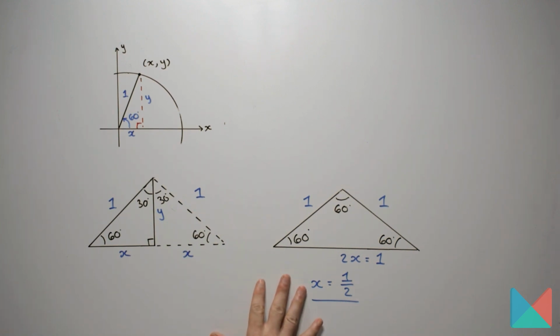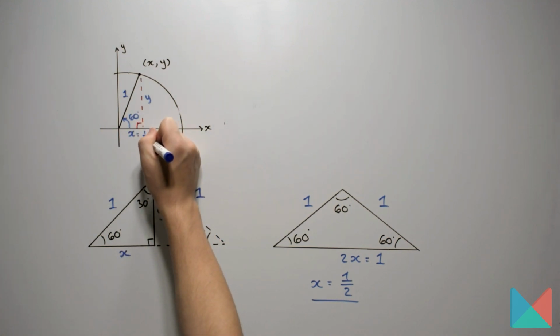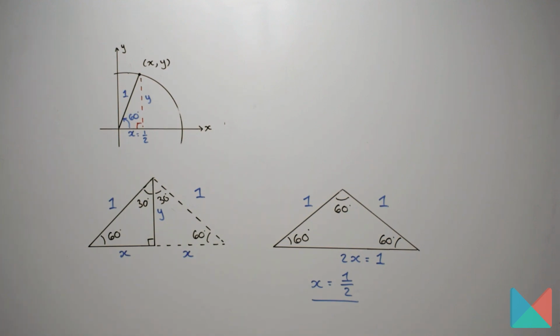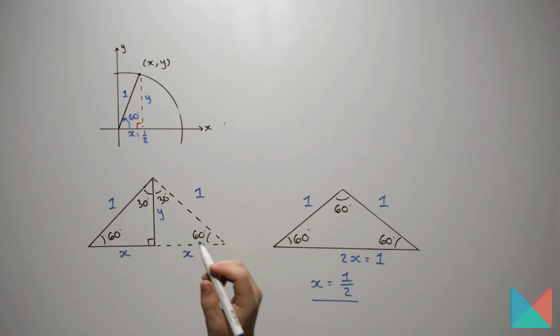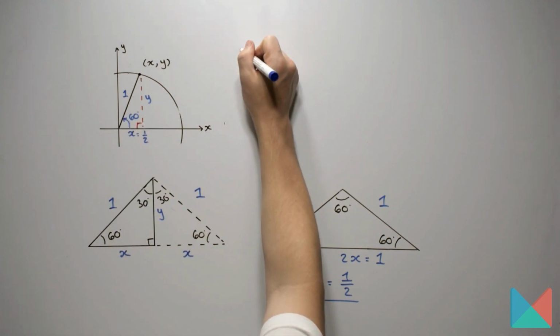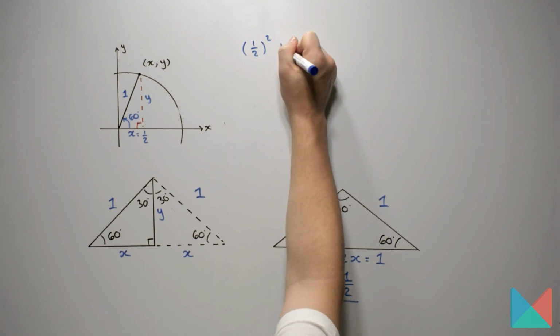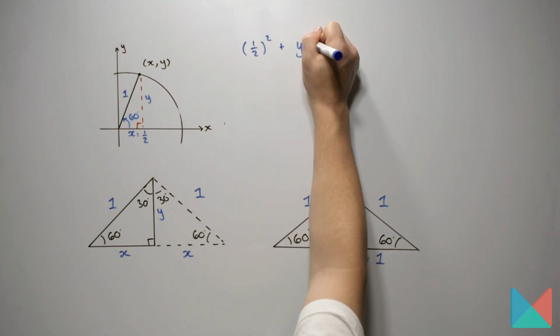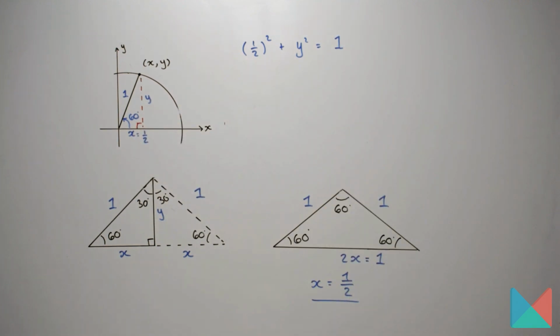So now that we've solved for the x component of our coordinate, we're going to consider our right triangle again. So this x value is equal to a half, and we're going to use the Pythagorean theorem to solve for our value of y. By the Pythagorean theorem, the adjacent side squared plus the opposite side squared equals our hypotenuse squared. So the adjacent side is a half squared plus our opposite side y squared is equal to our hypotenuse 1 squared, which is just 1.